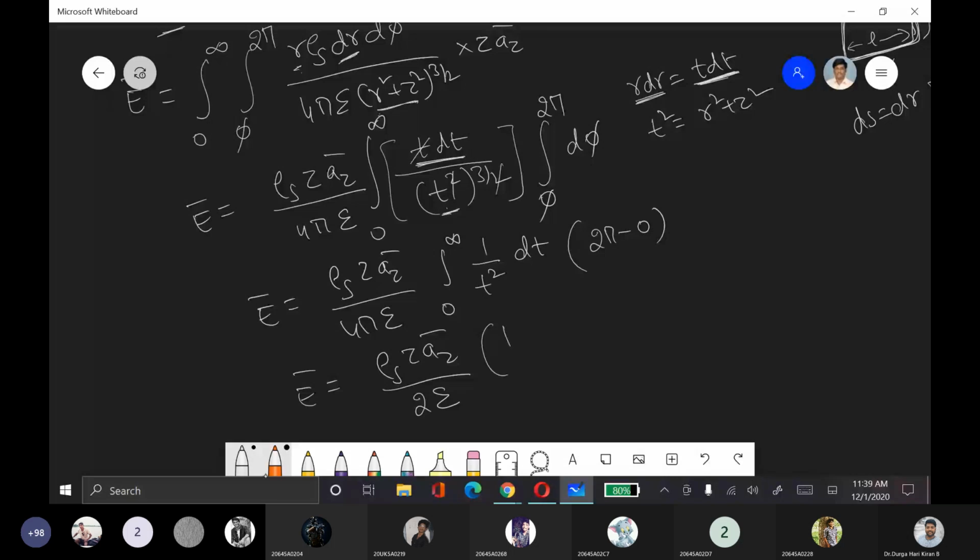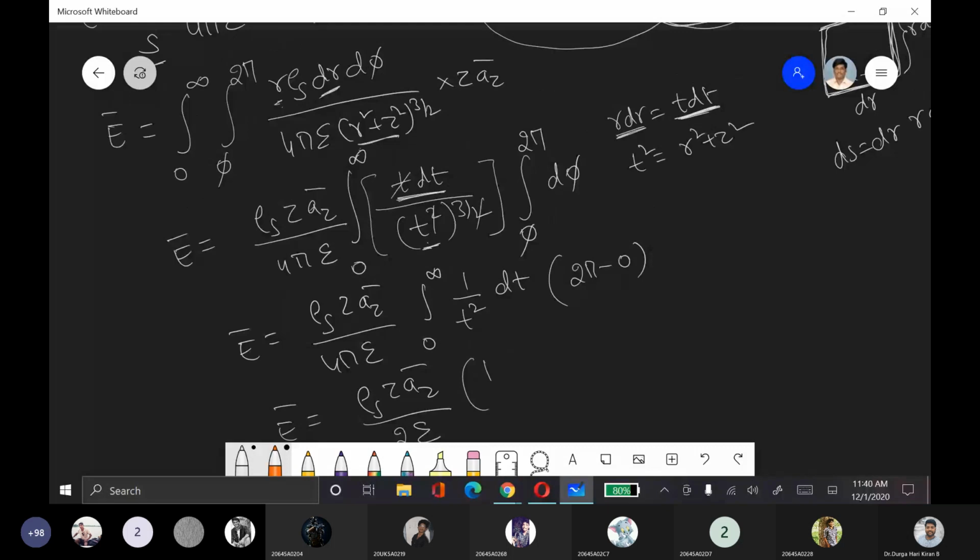What I can write here is, I think I have to change the integral also. I forgot to change that. So r is equal to 0, t is equal to z. R is equal to infinity, t tends to infinity. I have to change the integral values also.